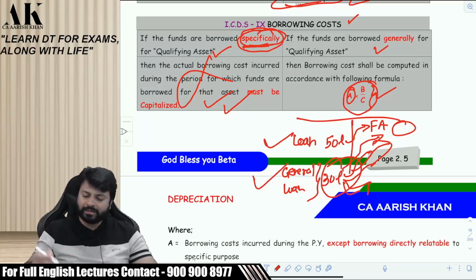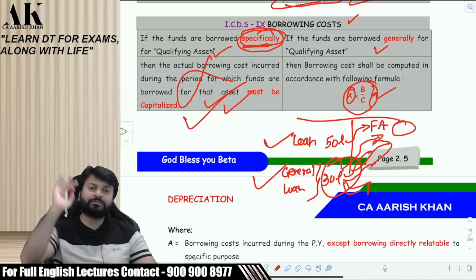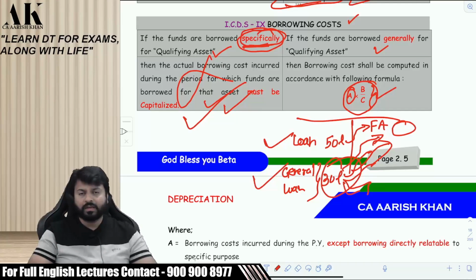General loan interest. Specific loan interest is already capitalized, right? So you have to capitalize general loan interest in a certain proportion. I cannot fully capitalize, and I cannot fully ignore it either. If I cannot fully capitalize or fully ignore, then I have to find a proportion of how much I can capitalize. And that is what this provision has to say.